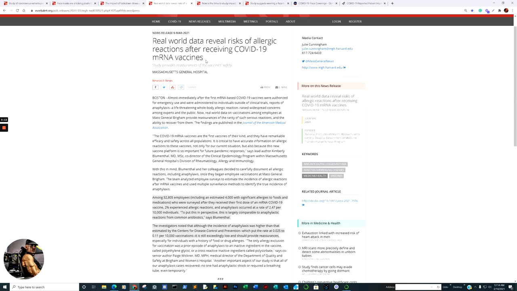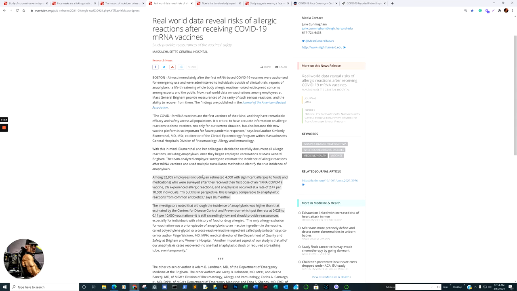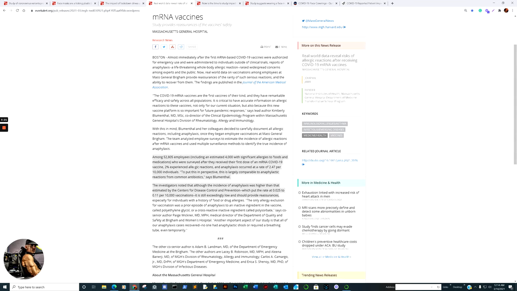Real world data reveals risk of allergic reactions after receiving COVID-19 mRNA vaccines. All right, let's read the excerpt right here. Among the 52,805 employees, including an estimated 4,000 with significant allergies to foods, who were surveyed, again, this is a survey, who received the mRNA COVID-19 vaccine, 2% experienced allergic reactions.